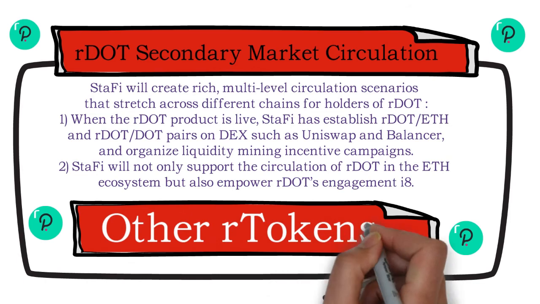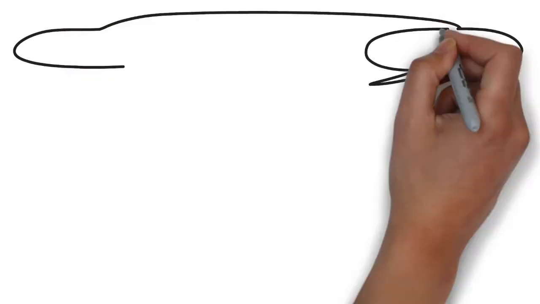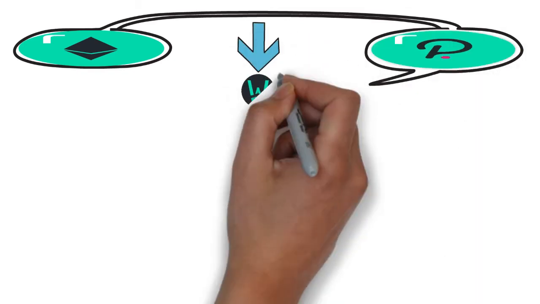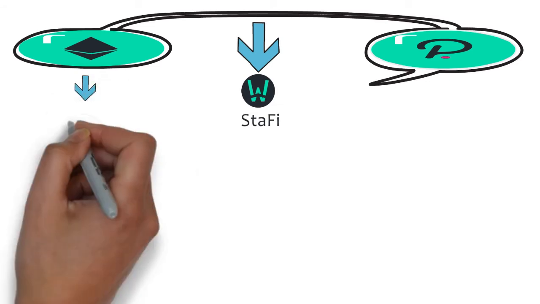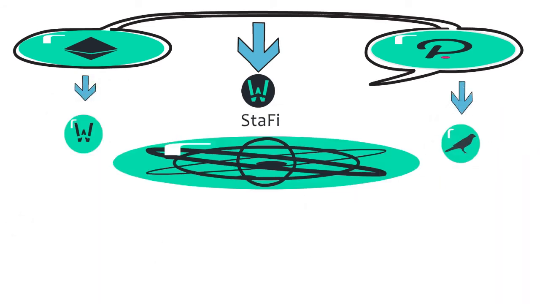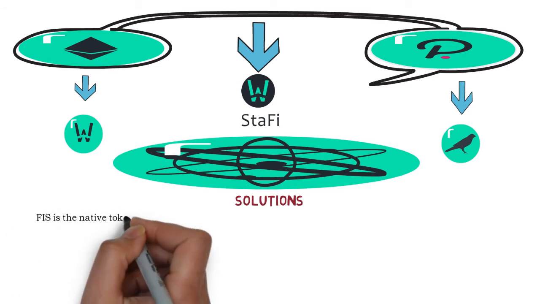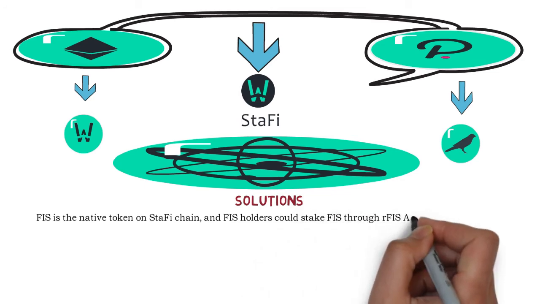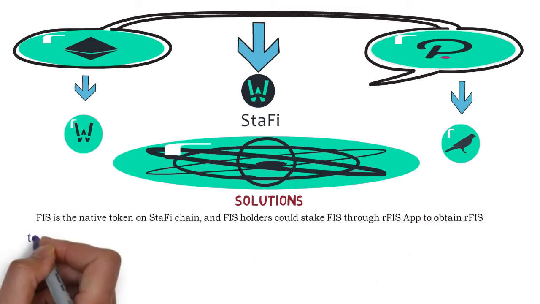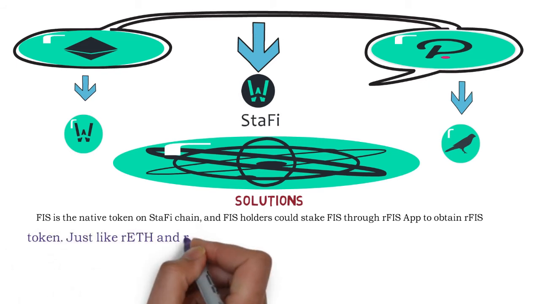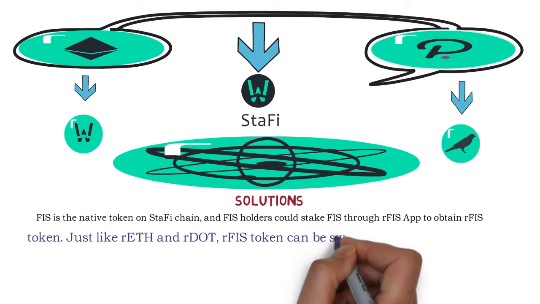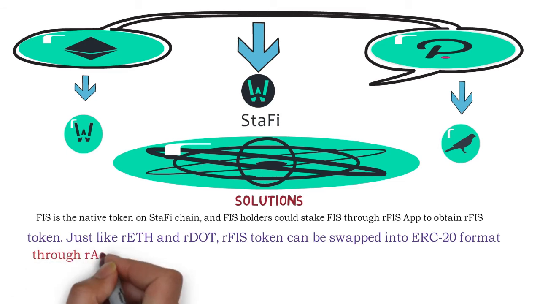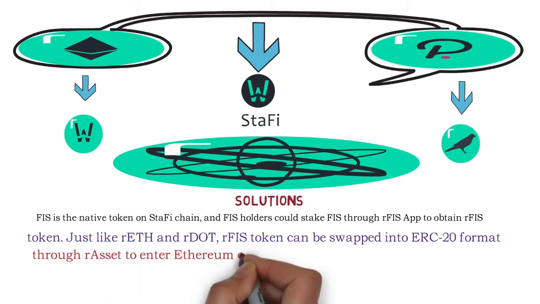4. Other R tokens. In addition to rETH and rDOT, StaFi also launched rFIS, rKSM, and rATOM solutions. FIS is the native token on StaFi chain, and FIS holders can stake FIS through the rFIS app to obtain rFIS token. Just like rETH and rDOT, rFIS token can be swapped into ERC20 format through rAsset to enter the Ethereum ecosystem and be freely traded on Uniswap.